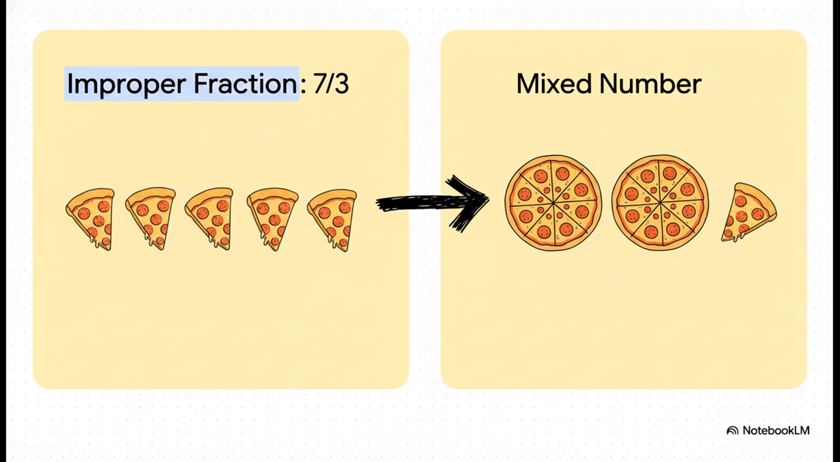So let's stick with that pizza idea. Imagine you have 7/3 of a pizza. That means each whole pizza is cut into 3 slices, and you've got 7 of those slices. So how much pizza is that really? Well, you've got enough for 2 whole pizzas, right? That's 6 slices. And you'd have 1 slice left over. So that's 2 1/3 pizzas. It's the exact same amount of pizza, just a much clearer way to say it.